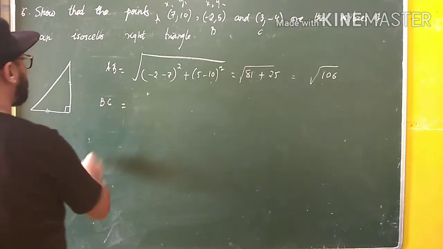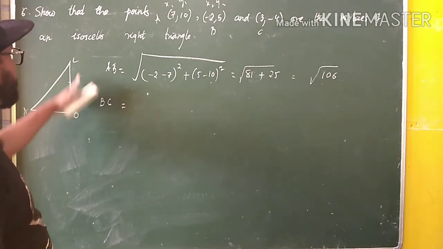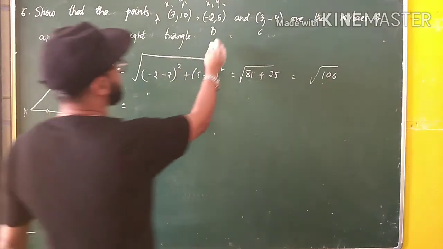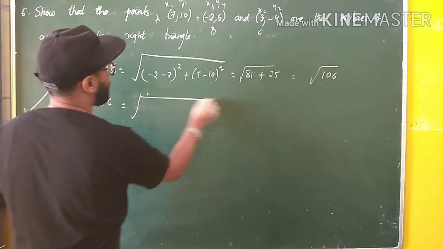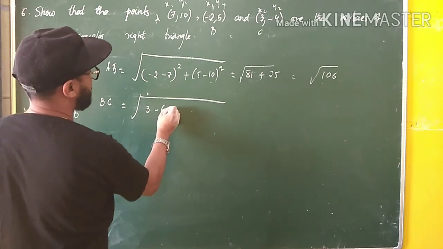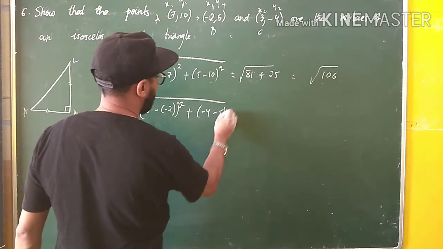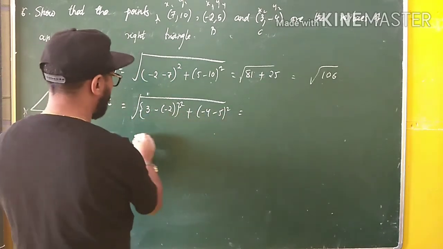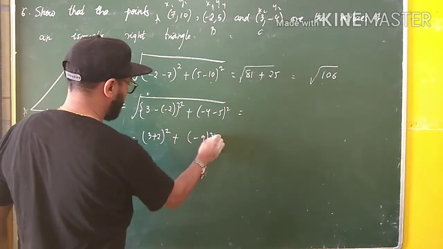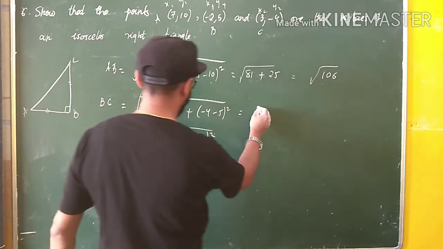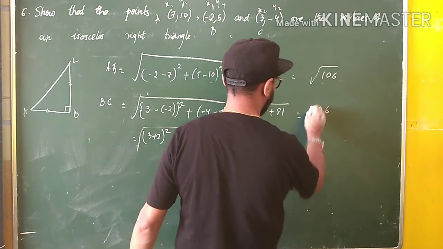So let's find BC. If we take this as A, B and C arbitrarily, then first we'll find AB, then we'll find BC and then we'll find CA. Now BC, now let's take this as x1, y1, x2, y2. The formula will be x2 minus x1 whole square plus y2 minus y1 whole square. So this is 3 minus into minus is plus, so 3 plus 2 whole square plus minus 9 whole square. So 3 plus 2 is 5, 5 square is 25 plus 81. Again this is 106. Okay.